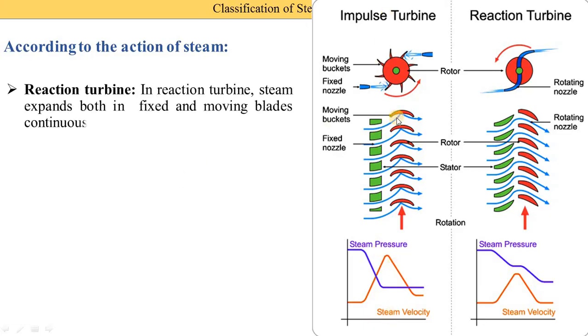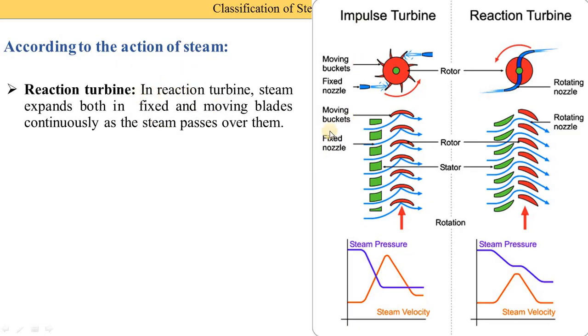Here you can see the diagrams, one for the impulse turbine and the second for the reaction turbine. In a reaction turbine, steam expands continuously in both the fixed and the moving blades as the steam passes over them. Here the words are changed: instead of the nozzle, they use fixed and moving blades. In an impulse turbine only one set of rotors or blades is there, but in a reaction turbine a number of sets are there. This is one set, then here the second set is there, and instead of the nozzle we use the fixed blades.